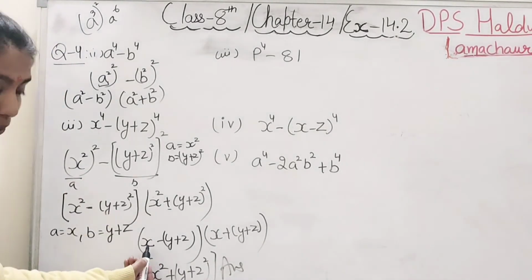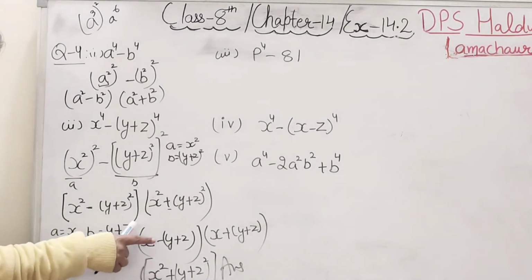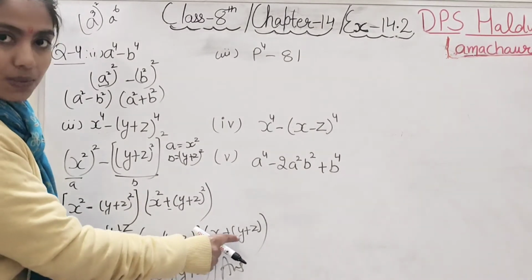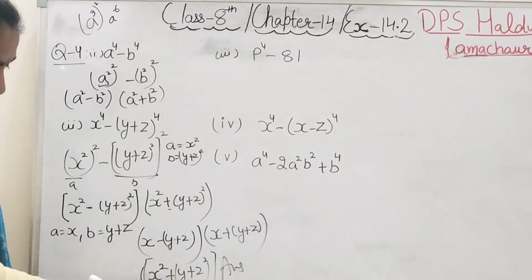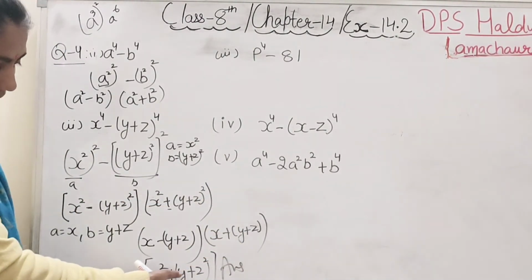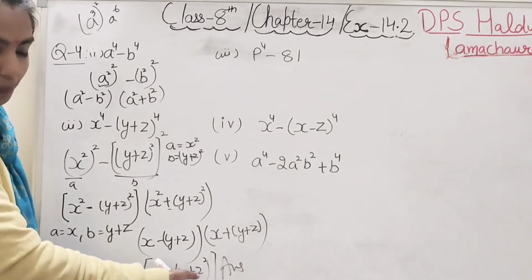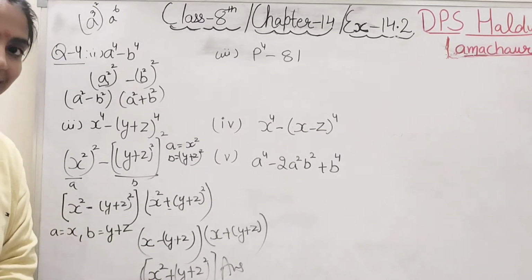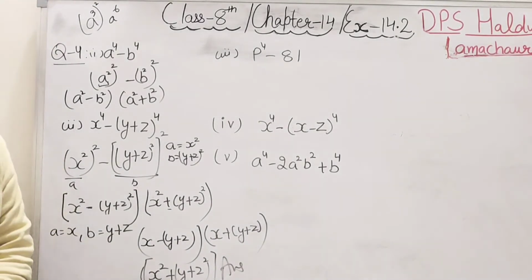How to solve? You will open the bracket. It will be x minus y minus z. Okay, and it will be x plus y plus z. So this will be x square as it is plus a plus b whole square. A square plus b square plus 2ab. You can solve till here also. That will also be fine. Okay, so this was about the second part.